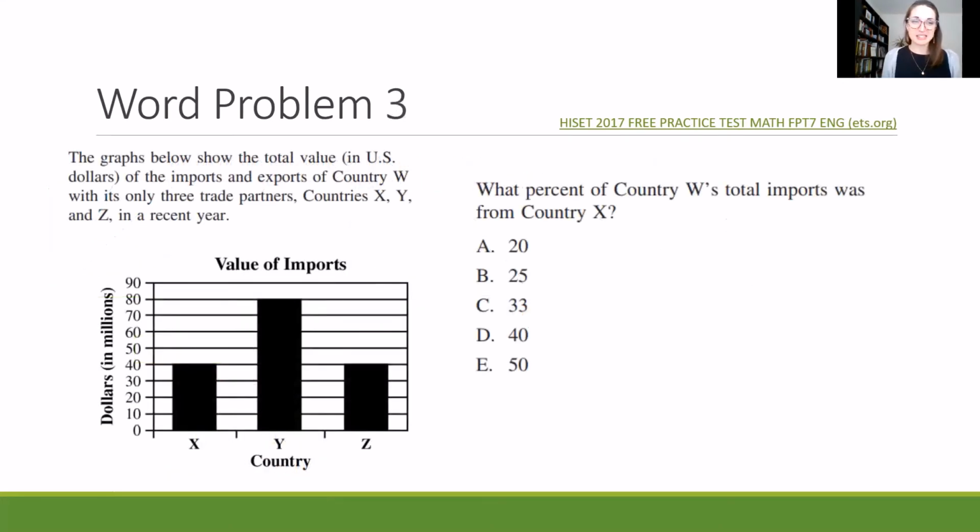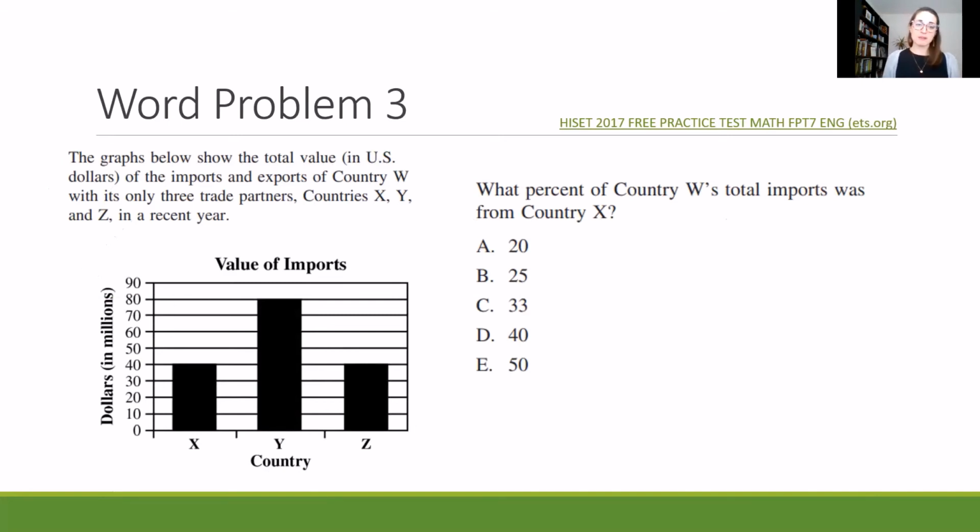Problem 3 says the graphs below show the total value in US dollars of the imports and exports of country W with its only 3 trade partners, countries X, Y, and Z in a recent year. Now you'll notice that there is a graph on the screen and it tells us that it shows us both the imports and exports, but I've only included the graph here of the imports for the sake of space.